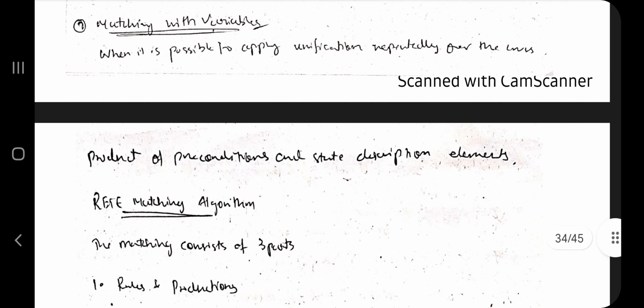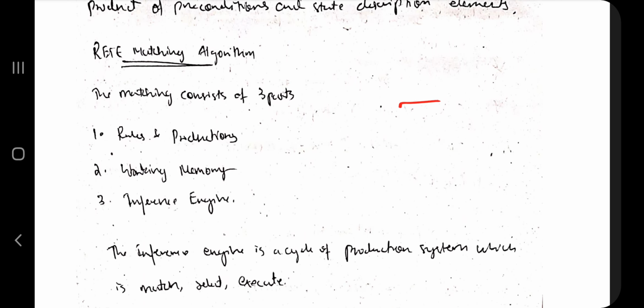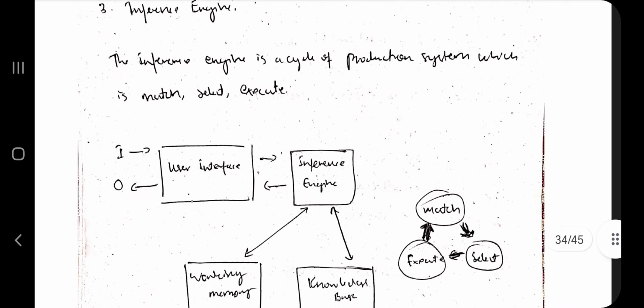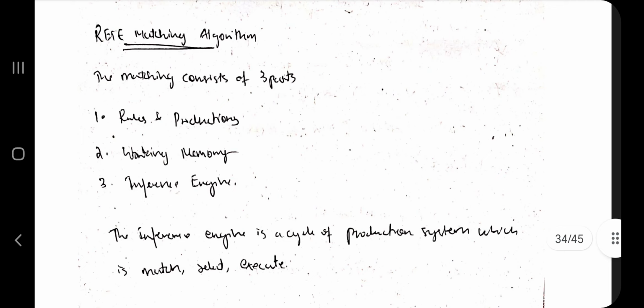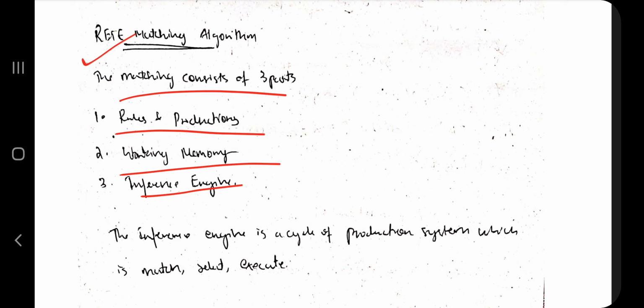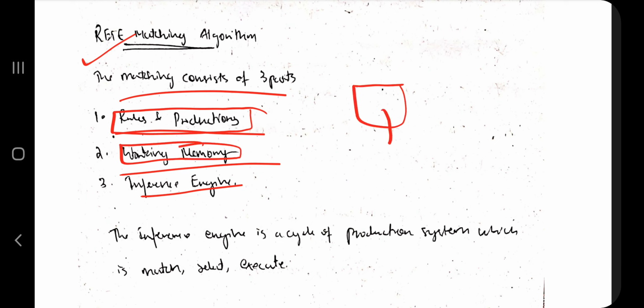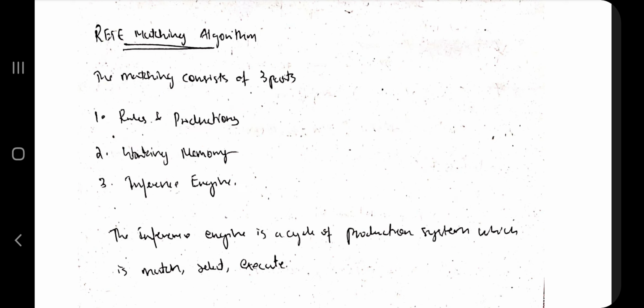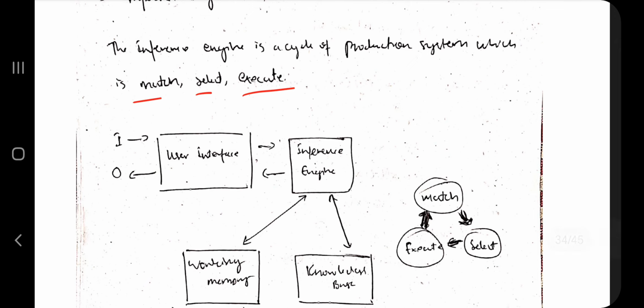And matching with variables: there are many rules, so to match many rules, whichever rule matches you will be executing and selecting. Three things you have to remember: match, select, execute. That's what you'll be writing in the RETE matching algorithm. It consists of three parts: rules and productions, working memory, and inference engine. Rules and productions define what can be applied. Working memory describes what has happened before, what results we got, and by using those results we'll be calculating further results as well. The inference engine does the calculation part. So there will be three things happening: match, select, and execute.